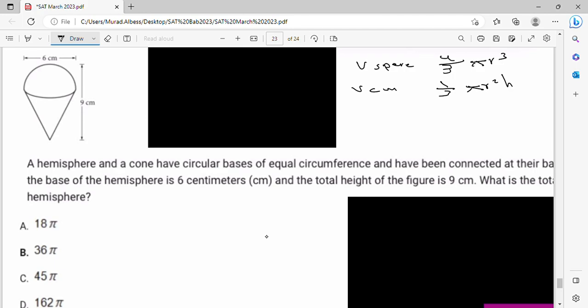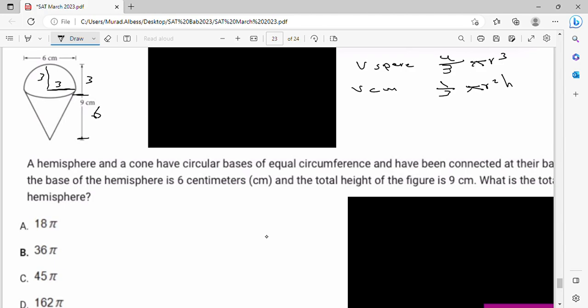If we look carefully at this graph, that is 6. So the radius here is 3. That's a 3, that's a 3. So the piece from here to here is 6, because that's also 3. Because it's the radius, the same. This is 3, the total is 9, so that is 6. And this is a hemisphere.